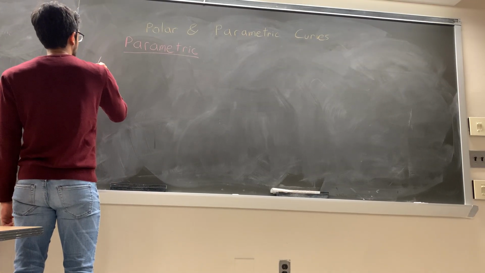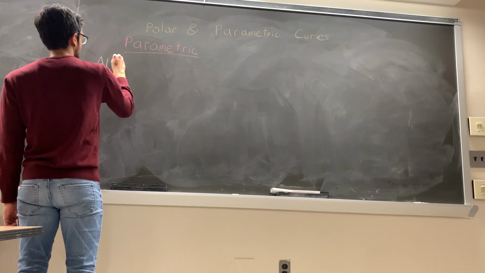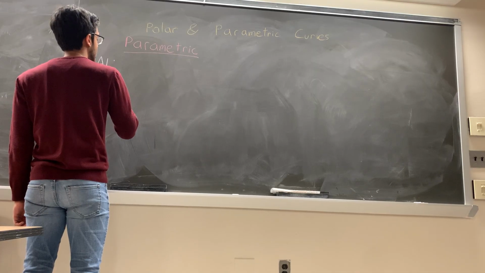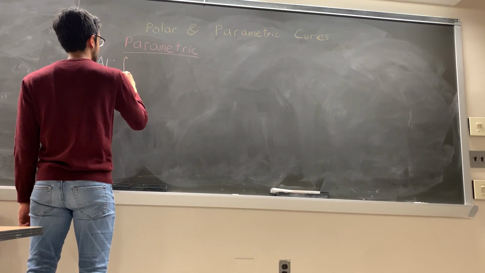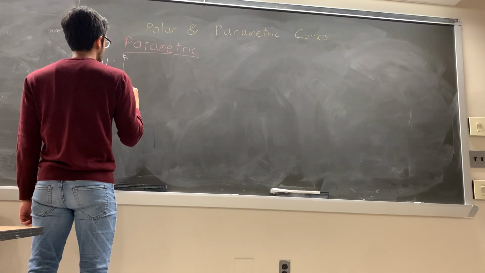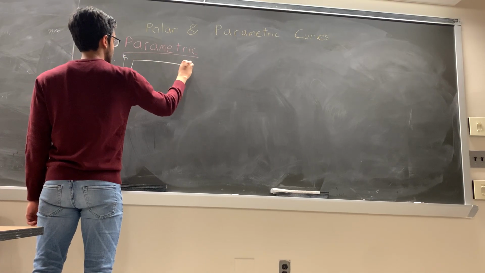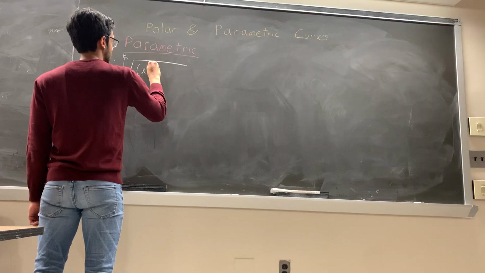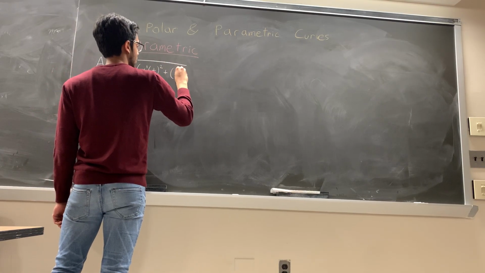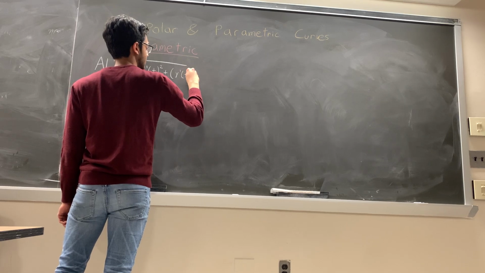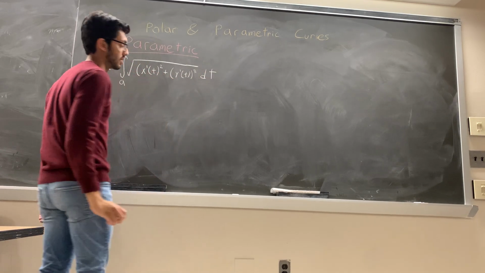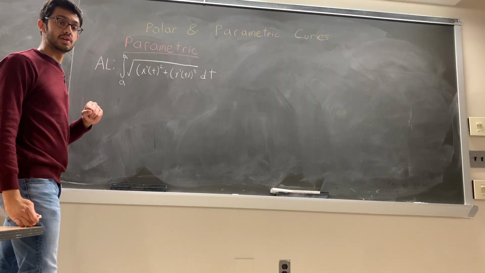So I'm going to define arc length. Let's write it out this way. We have the integral from a to b, and then we're going to do the square root of x prime of t squared plus y prime of t squared, and then we have a dt, okay? So this is really all the equation ends up being.